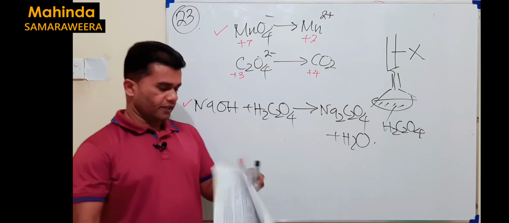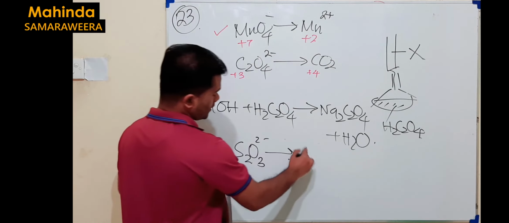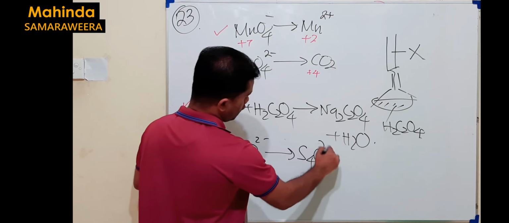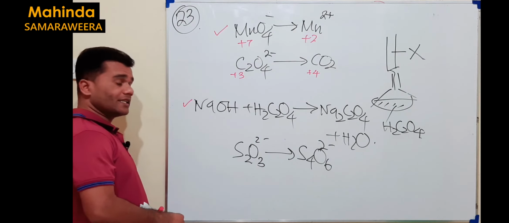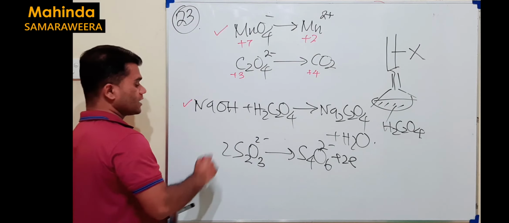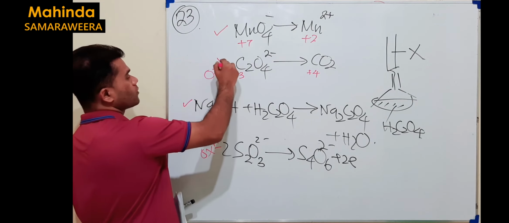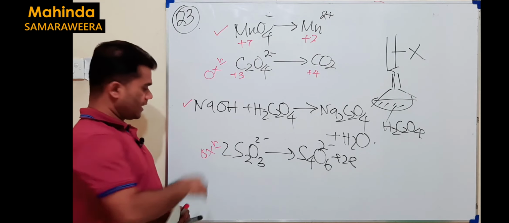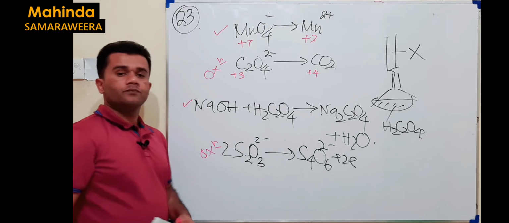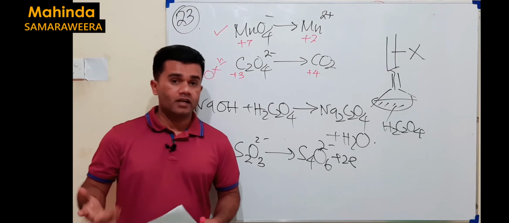Sodium thiosulfate is given. In the case of thiosulfate, S2O3 2 minus, it can go up to S4O6 2 minus. So what is this? It's 2 times and 2 electrons. This is oxidation. And oxalate, again we have oxidation. So can there be a reaction between these two? No, there cannot be a reaction. Two oxidations, no reduction, no reaction.